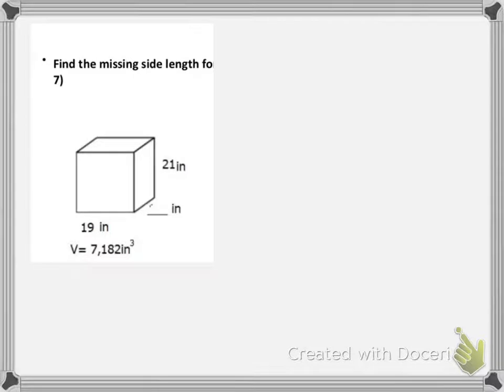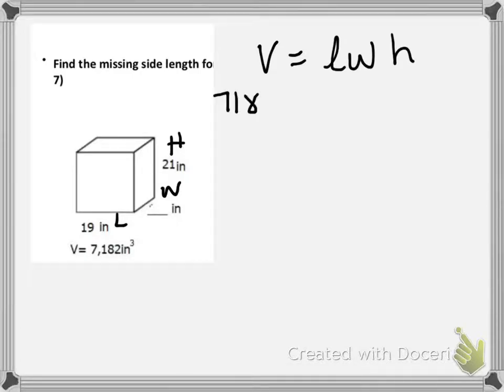Number 7, we want to find the missing side length here. So we're given the length and the height. We don't know what the width is. So again, let's substitute what we know into our formula, length times width times height. We know the volume is 7,182. That's given to us down here. We know the length is 19.